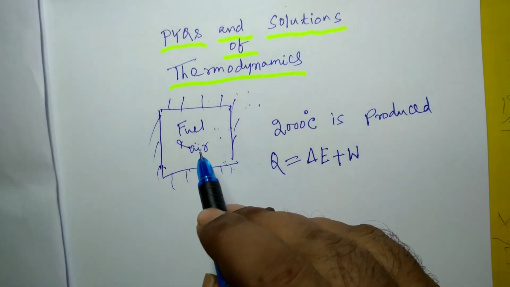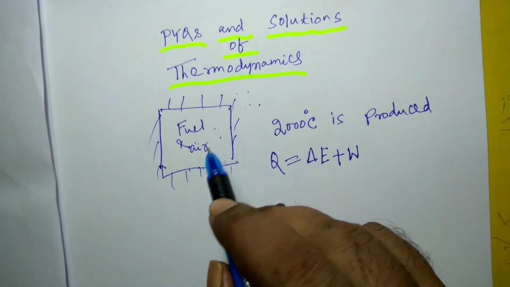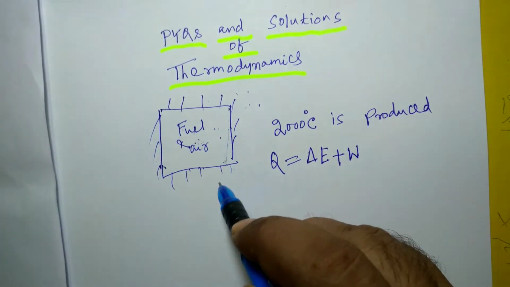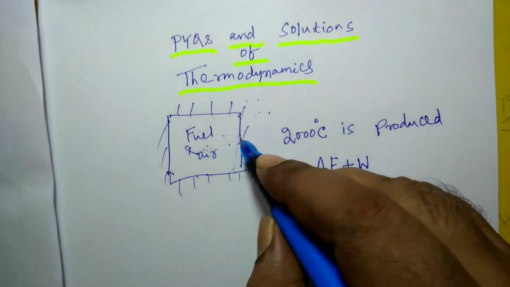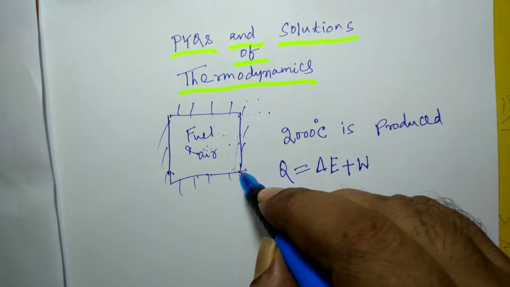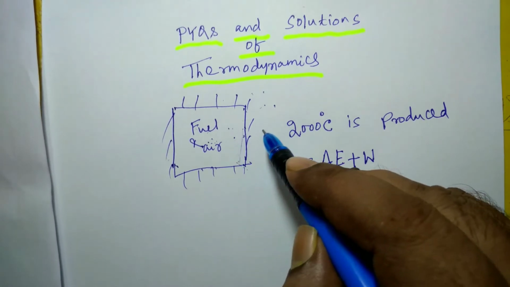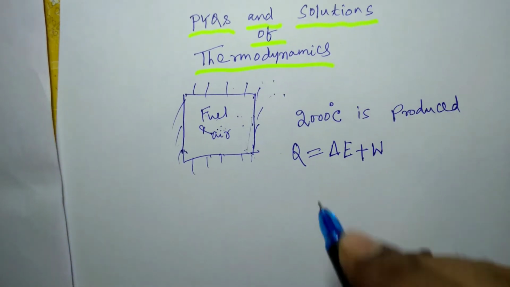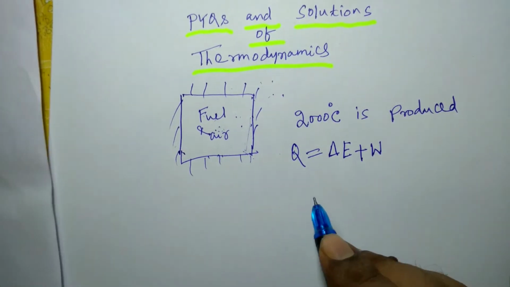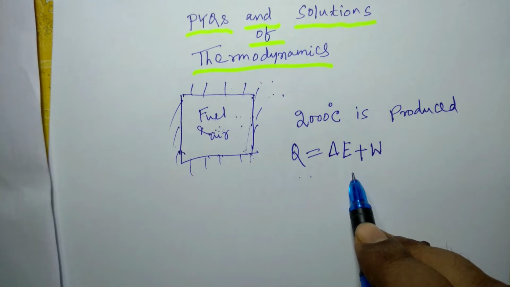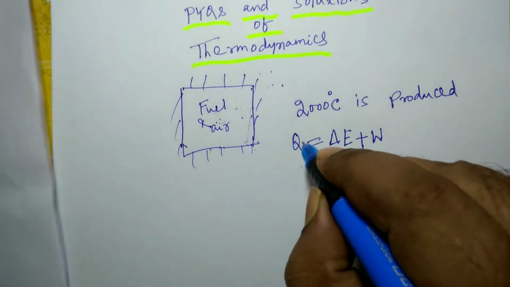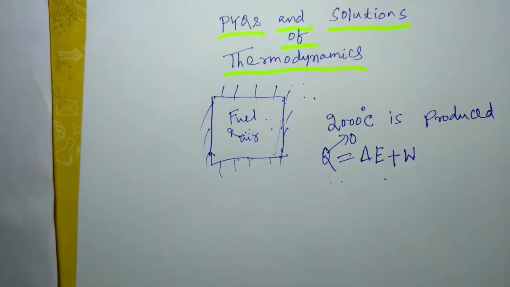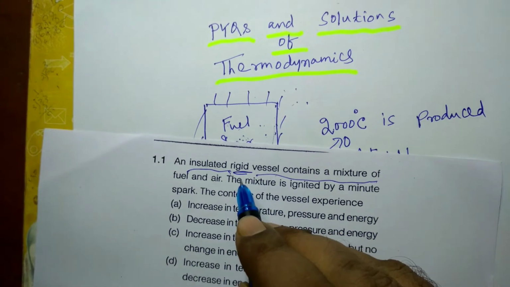And of course you can see there is no mass interaction taking place. The fuel and air mixture is contained inside this rigid vessel. So it can also be considered a closed system. Once the process is started, nothing enters into this rigid vessel. So this is the first law equation for any closed system undergoing any process. We know that Q is 0 because this is insulated, and W is also 0 because this is a rigid vessel.